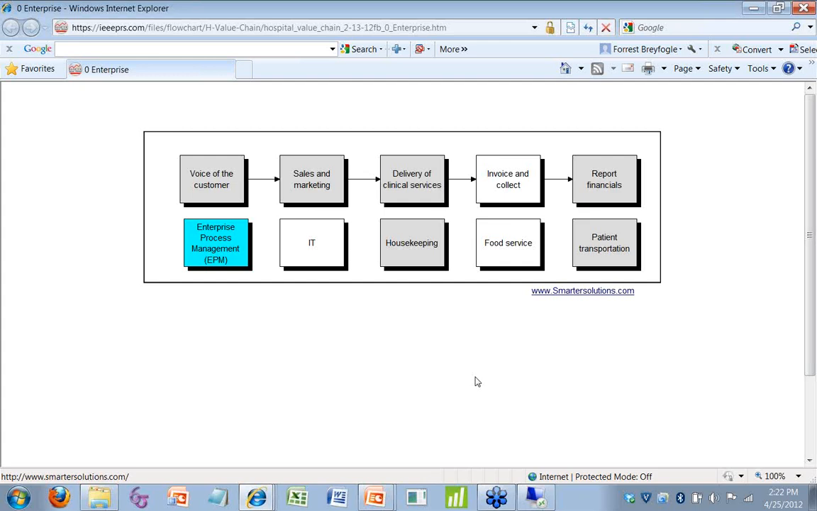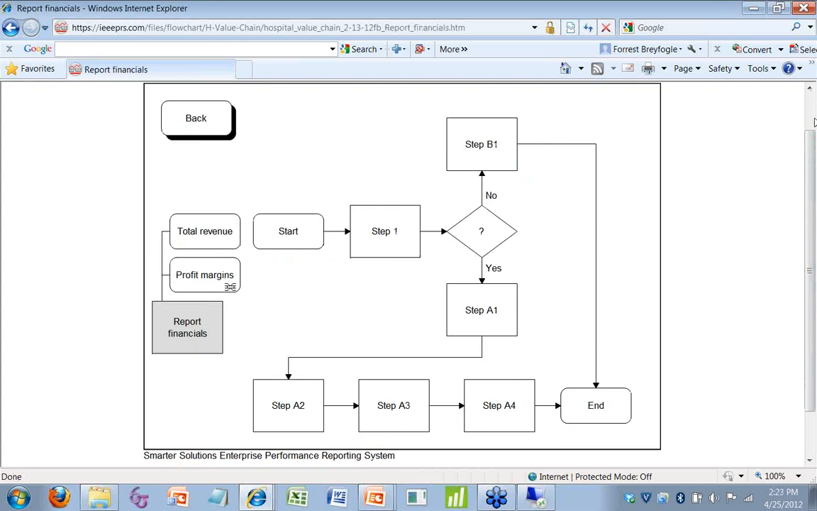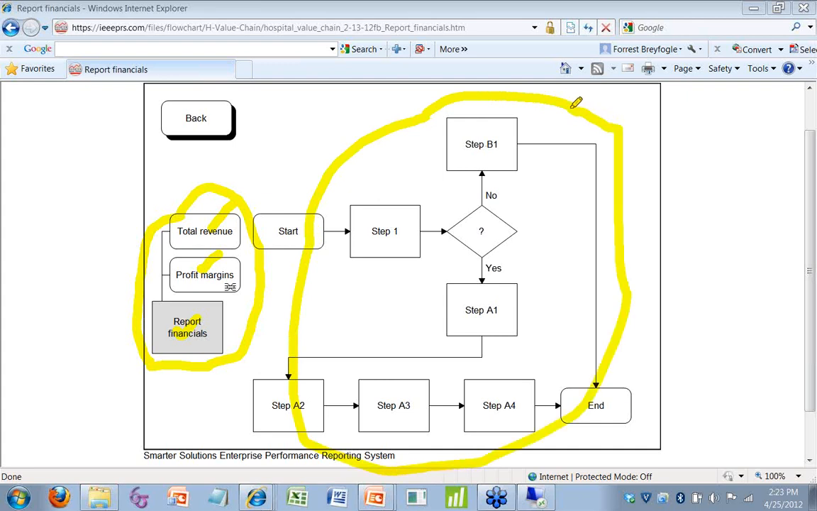So what I like to do now is click on this, and then I'm describing the financials. So if you look over in this side here, we can click on this box to describe the procedures for reporting financials. These other boxes I'm showing here represent the satellite level metrics as a result of reporting the financials. To the right, this is what we would have as our procedure for reporting the financials.